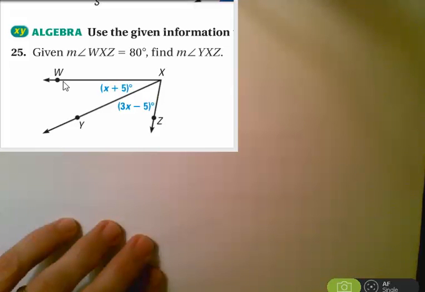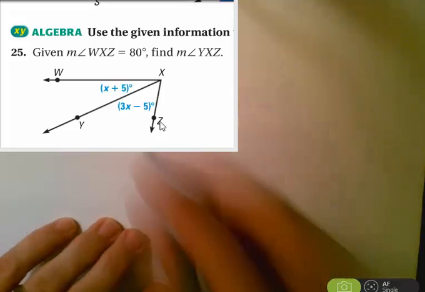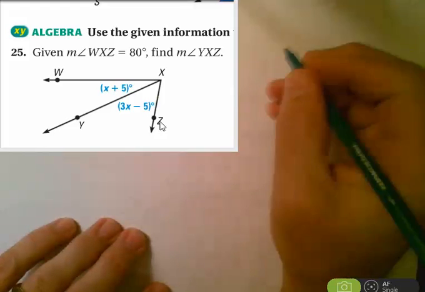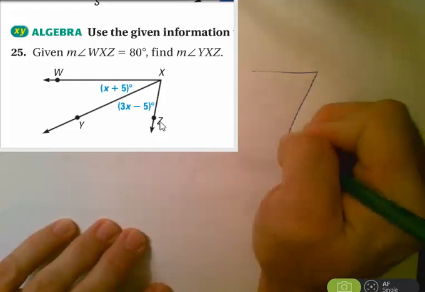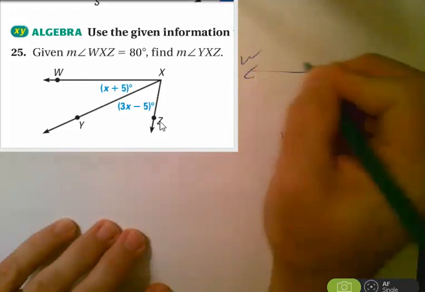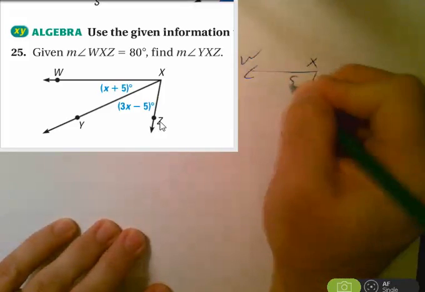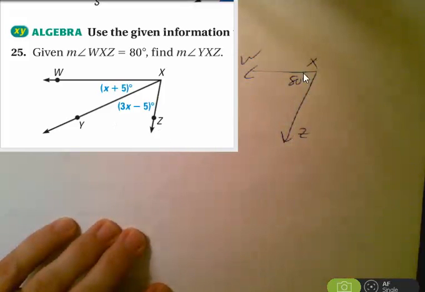So in this example, angle WXZ is 80 degrees. That 80 degrees is made up of these two smaller angles inside. You've got angle WXY and angle ZXY. So WXY is this little piece right here.